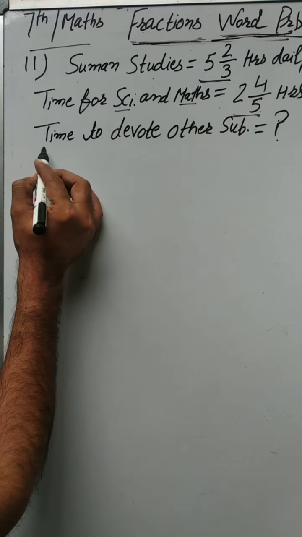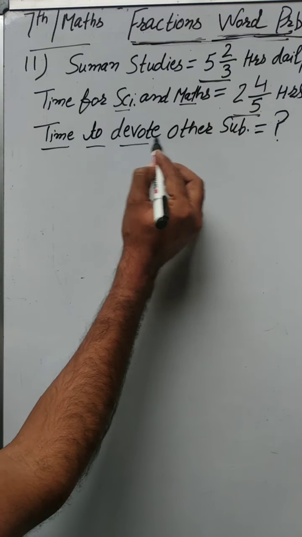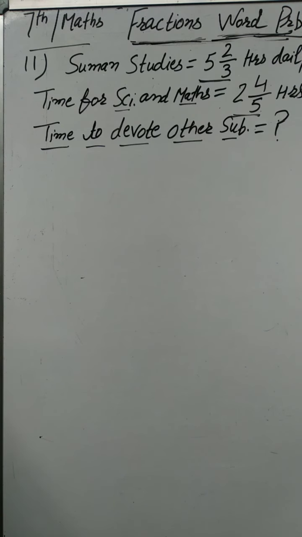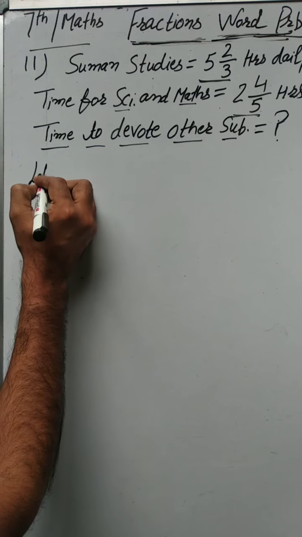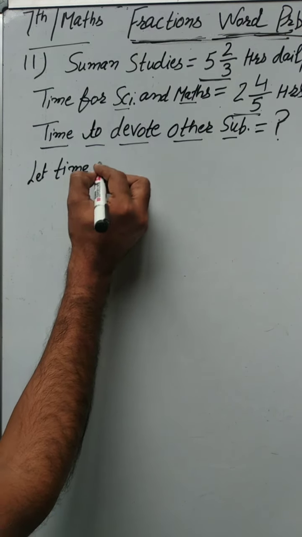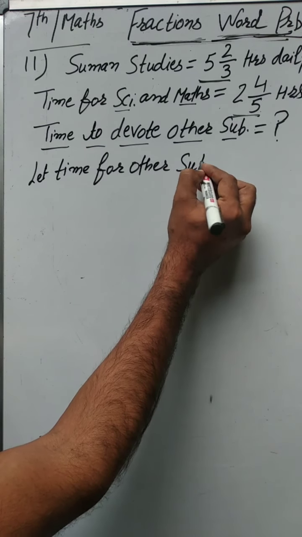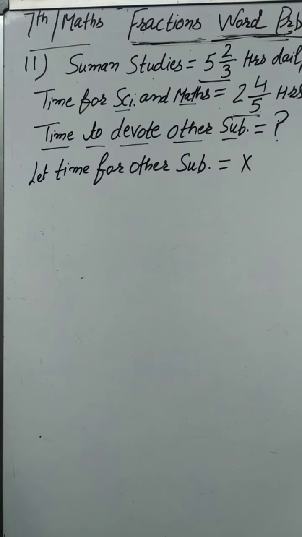Your question is the time devoted to other subjects, means what time she gave to other subjects. Understood, beta? So as in the last question, what quantity do you have to find? Let this quantity be equal to x, or you can suppose any other variable like f, p, anyone you can suppose. Let the time for other subjects be equal to x hours.